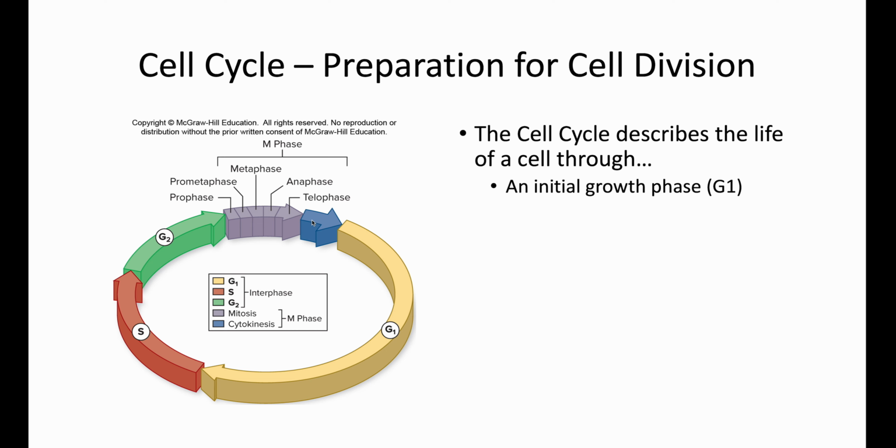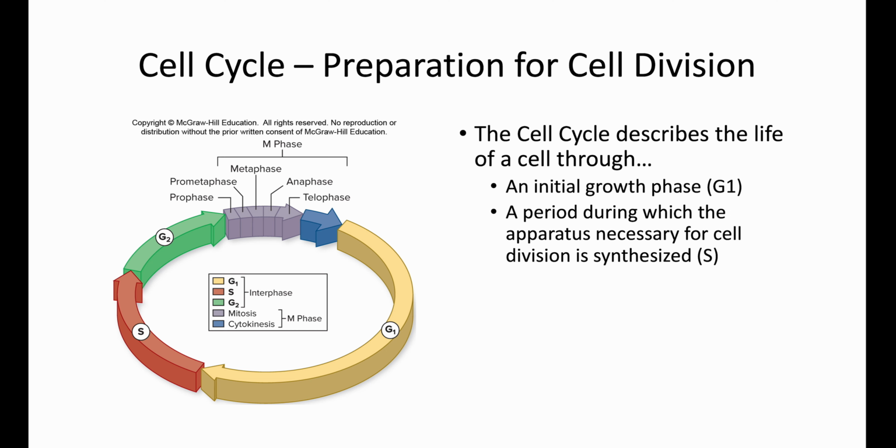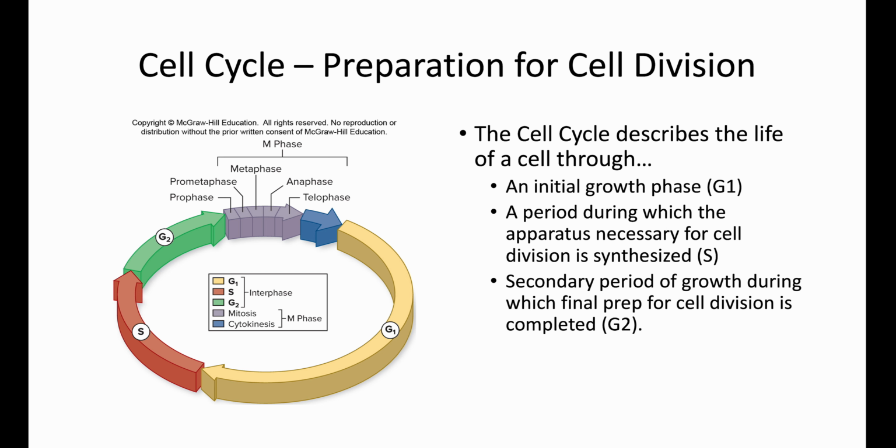So there's an initial growth phase, G1, a period in which the apparatus necessary for cell division is synthesized. That includes lots of things. It includes replicating the DNA, but it also includes replicating organelles that the new cells will need to function appropriately. And then the secondary period of growth, which is the final prep for cell division, is completed in G2.